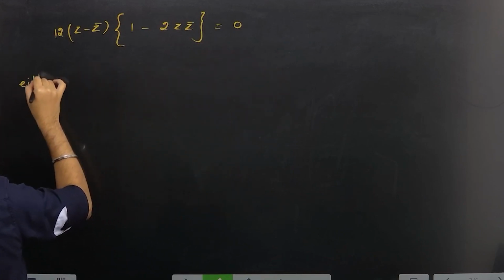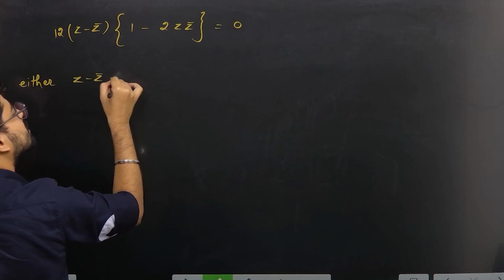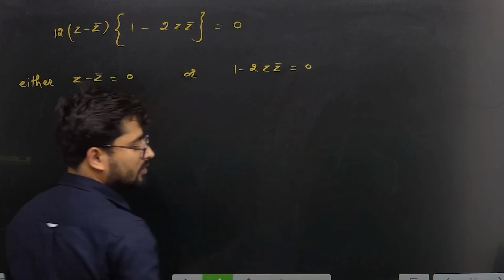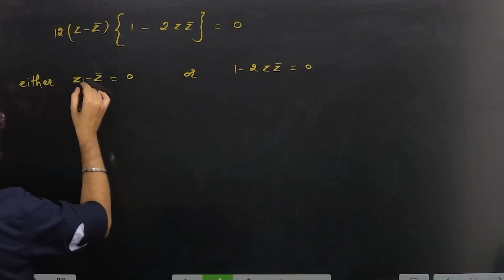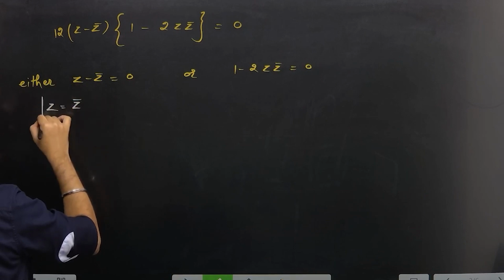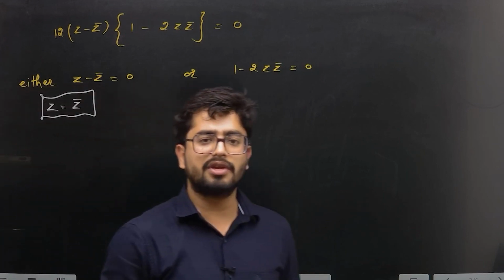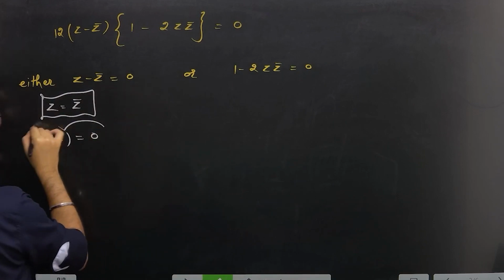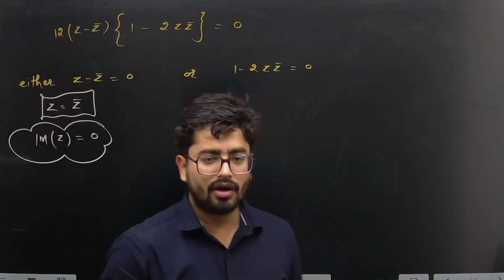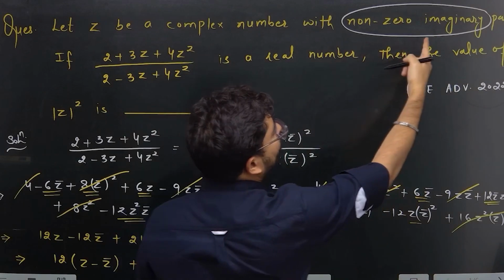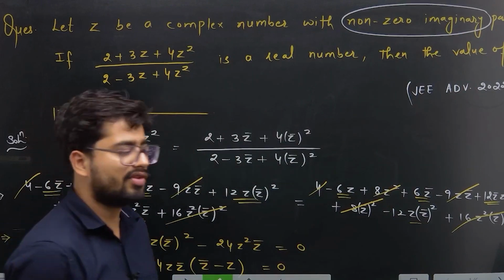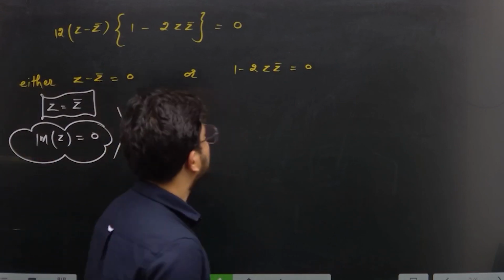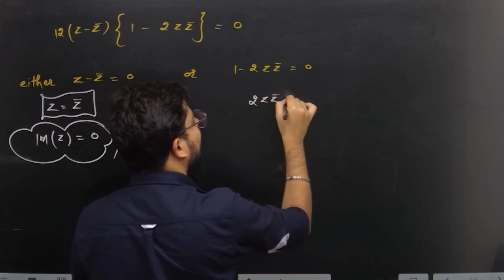So you have two cases: either z minus z bar is 0 or 1 minus 2zz bar is equal to 0. If this one is 0, it means z is equal to z bar. And if z is equal to z bar, it means the imaginary part of z is equal to 0, because your number is a real number. But you are given a complex number having non-zero imaginary part. So that is not a possible case. So the possibility is 2zz bar is equal to 1.